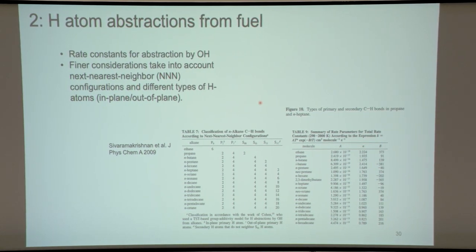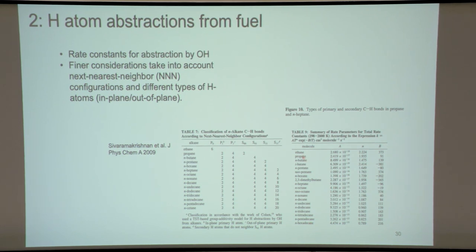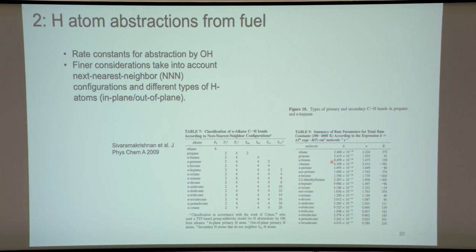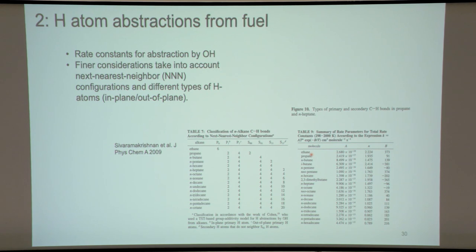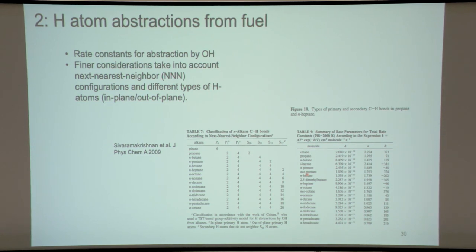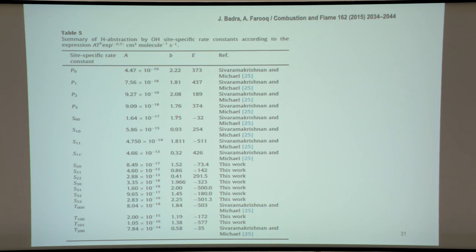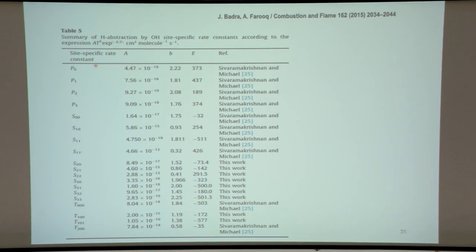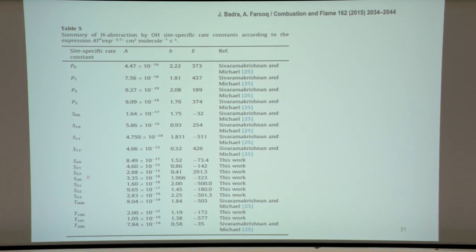And they've measured this. How do they do this? Well, they measured many different alkanes, like ethane, propane, butane, isobutane, branched hydrocarbons. They actually measure the rates, and then based on the neighboring environments, they assign different kinetic parameters. This is the table from the KAUST group, Professor Farouk and Dr. Badra. So based on the different types of primary sites, they have different rates.